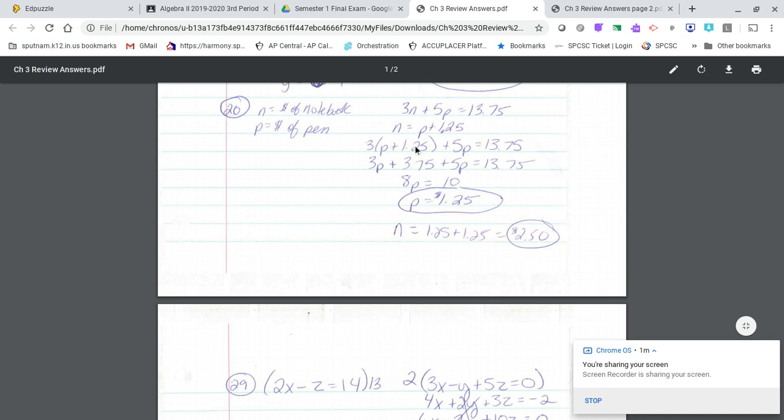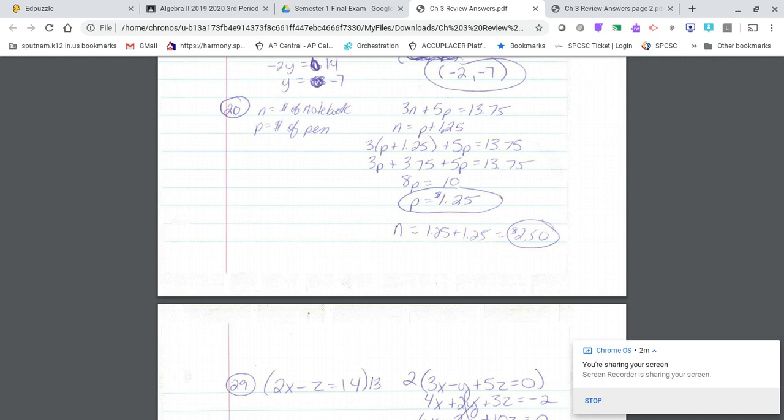I did substitution on this one. Because N was already solved for, I just replaced N up here in this equation, and then I solved that equation. Definitely more than one way to solve that. You could probably guess and check, but if you have to write the equations, then that's worth points too. And again, I plug that back in to find the price of the other one. So I got pens were $1.25 and notebooks were $2.50.